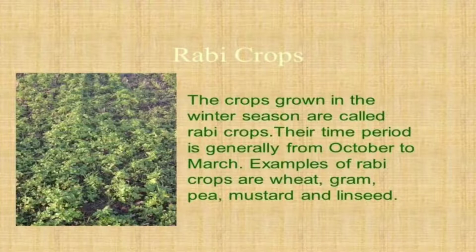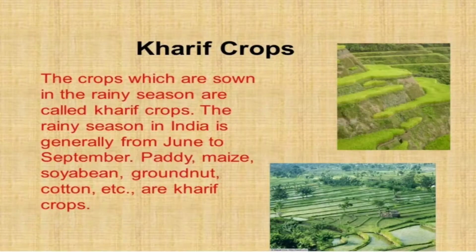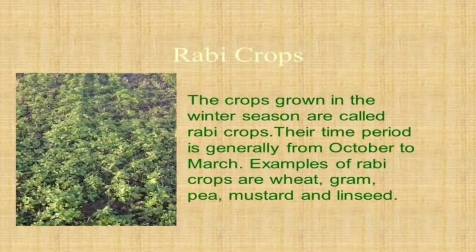Okay, their time period is generally from October to March. So in India, we have the winter season from October to March usually. Examples of Rabi crops are wheat, gram, pea, mustard, and linseed. So first, this much is clear now to you all. Kharif crops are grown in the rainy season, and Rabi crops are grown in the winter season. So what is next?